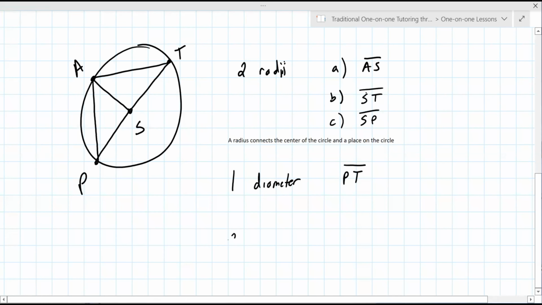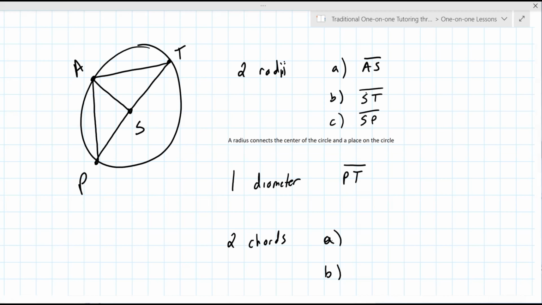Okay, now there are two chords. Do you remember what a chord is from the other day? The two chords are AT and PA. Very good. Excellent. Okay, really good.